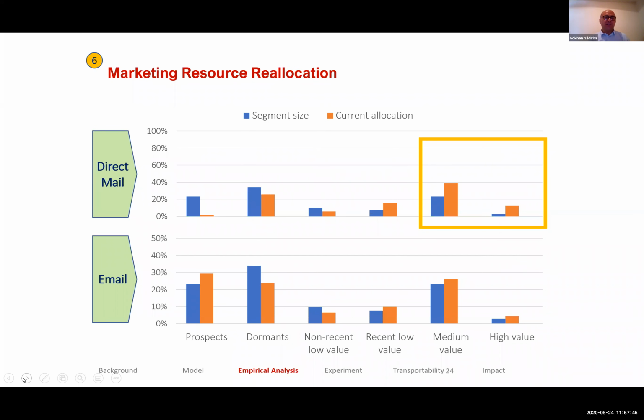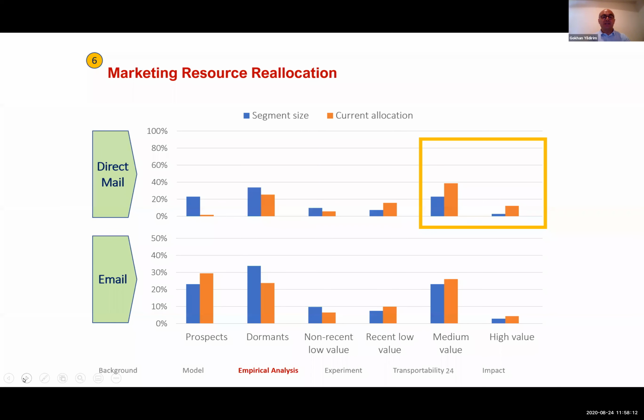Now, after we learned about the effectiveness of these email and direct mail campaigns, we wanted to reallocate the company's resources. So I'll talk about resource allocation strategies now. So this was the allocation that the company used to do. Direct mail, mainly for high value segments, and email mainly following the segment size, right?